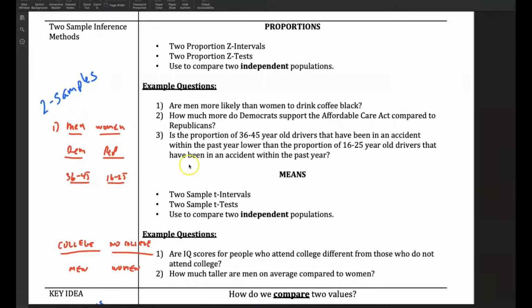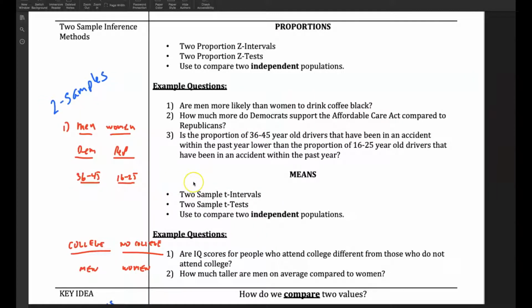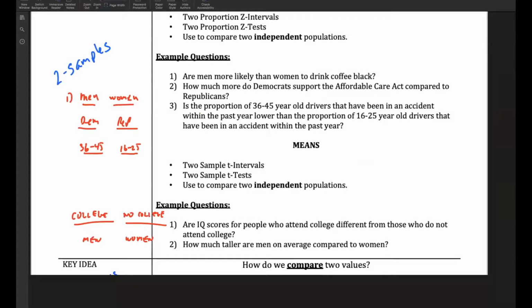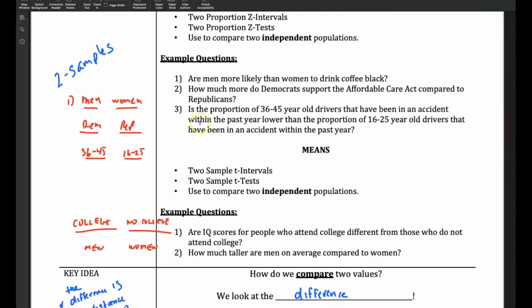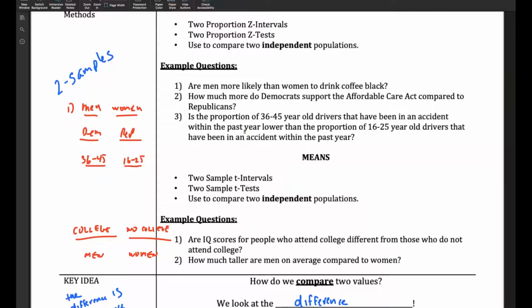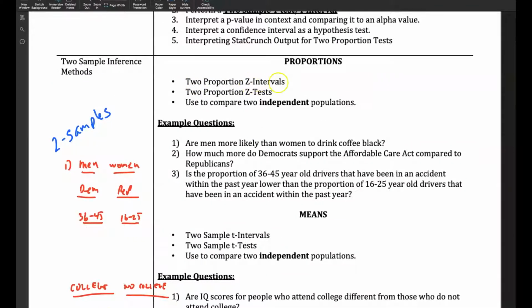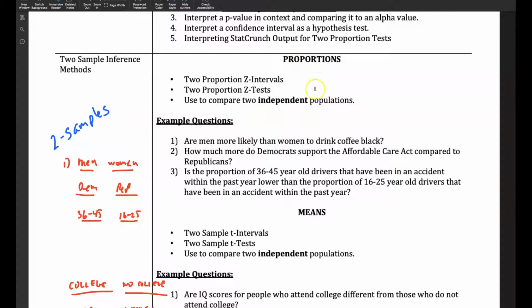right? You can see a group like 36 to 45-year-old drivers compared to 16 to 25-year-old drivers. Like an insurance company would want to know, is there a difference between their accident rate, right? So these questions pop up all along in our world. And so what we're looking for is a way of doing that, and we're going to do that specifically either with what's called a two-proportion z-interval or two-proportion z-test. That would be with proportions.